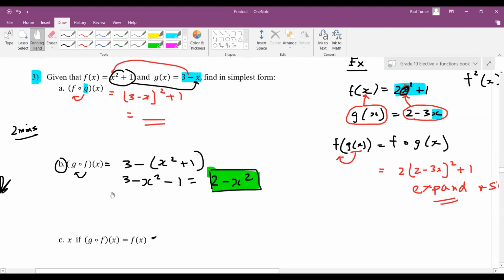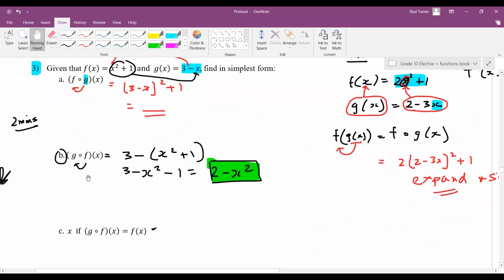Now in question C, we need to find x. Find x given that g(f(x)) equals f(x). So g of f, well, we already did this already. So it's 2 − x² equals f(x). And f(x) was x² + 1, right? And so we end up with a quadratic equation here.